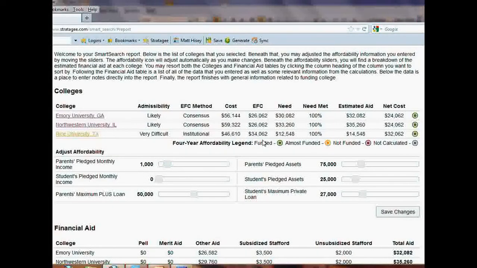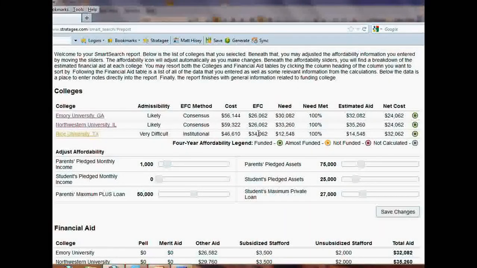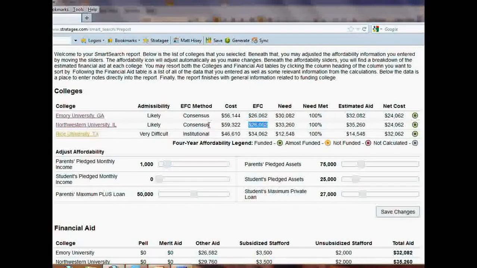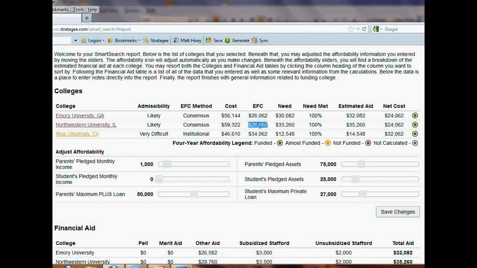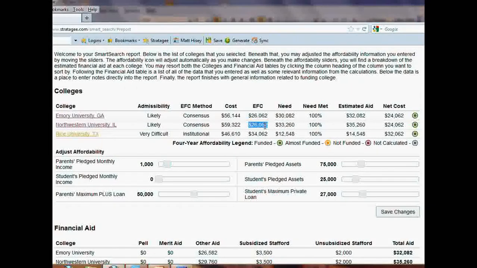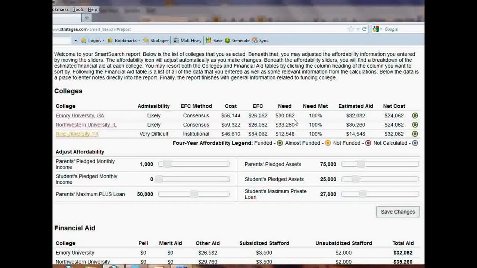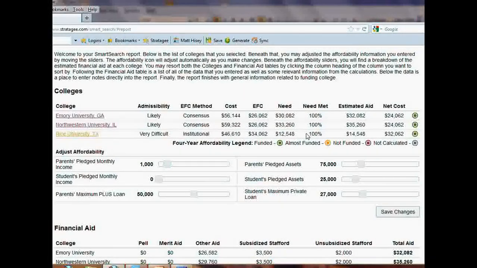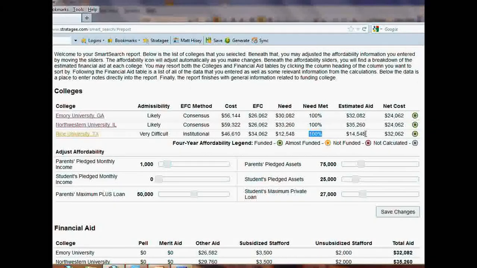We have the expected family contribution. So we see for the institutional method, it's about 34. We see right above here for Northwestern that they use the consensus method, which is relatively new, and the EFC is much lower, about $7,000, $8,000 less, which could be a good thing for this family if they're looking at other colleges as well. So then after we run the numbers, we see that the financial need for Rice is almost $13,000. It's between 12 and 13. Rice typically covers 100%, so that's a good sign as well. So the financial aid estimate for the family is about $14,000 to $15,000 per year, but they still have a net cost.